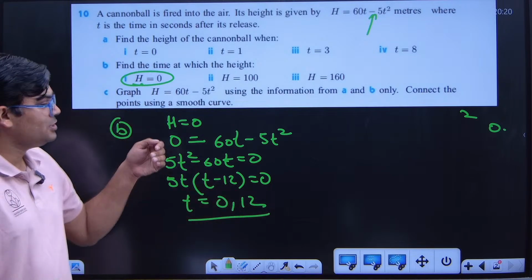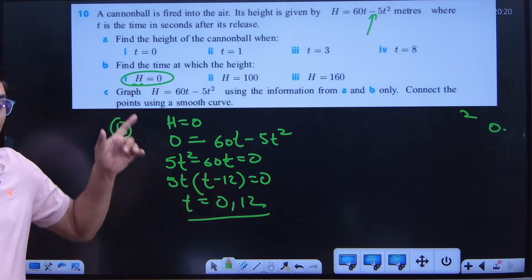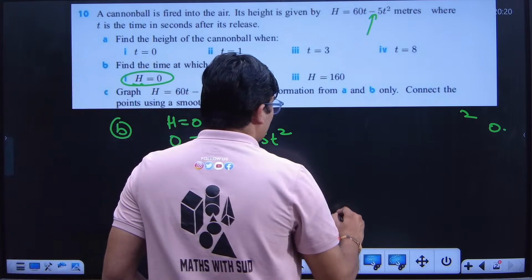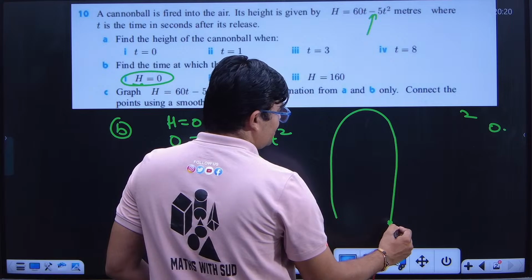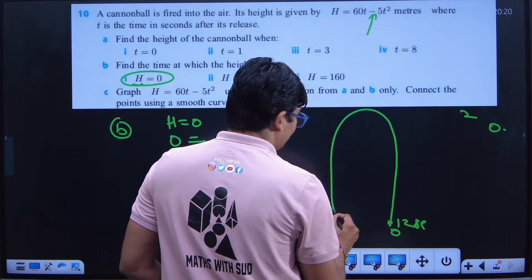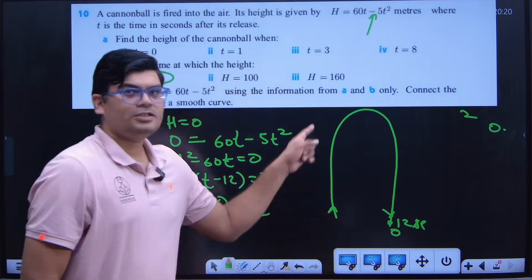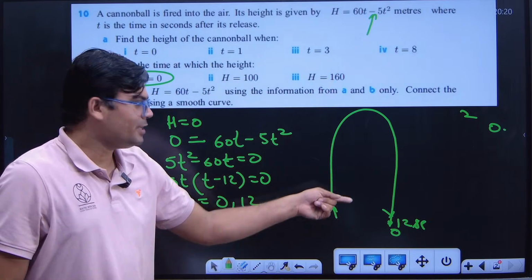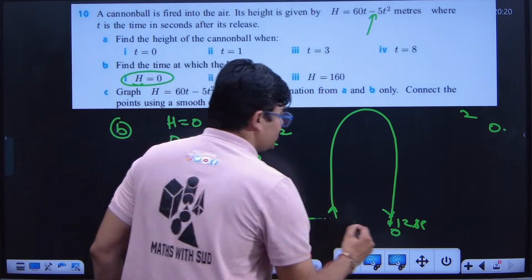So either at 0 seconds the height is 0, or after one complete round, after 12 seconds, it has become 0 again. Are you getting it? This is while going up at 0 seconds, and this is after coming down. Suppose this is the earth.